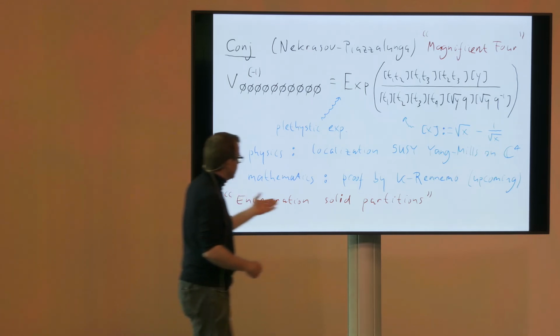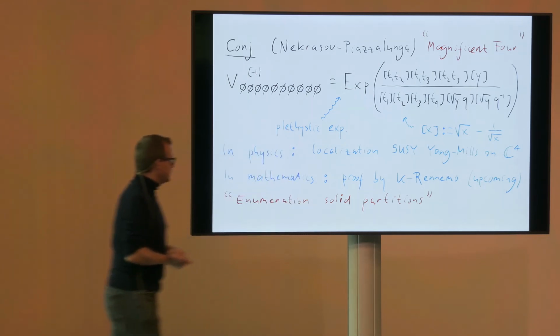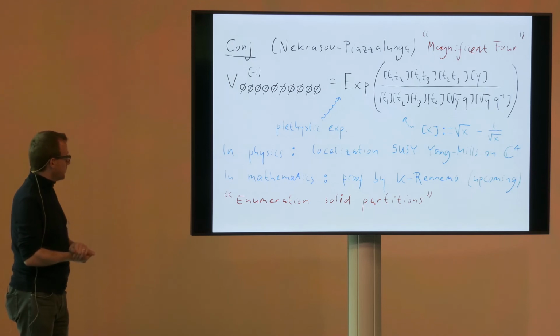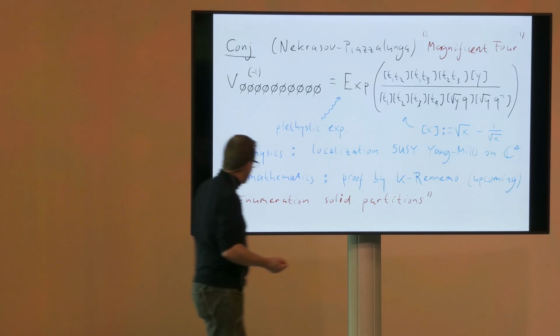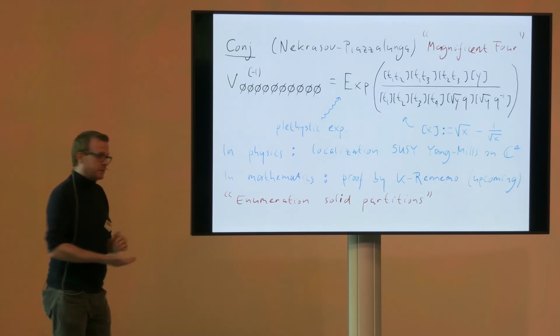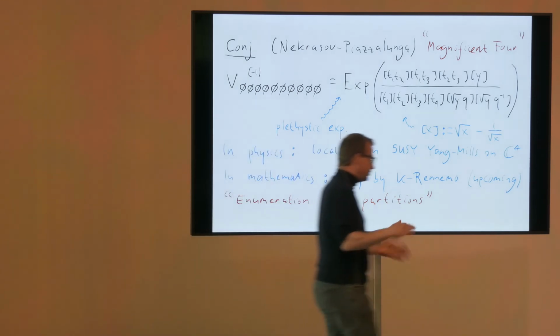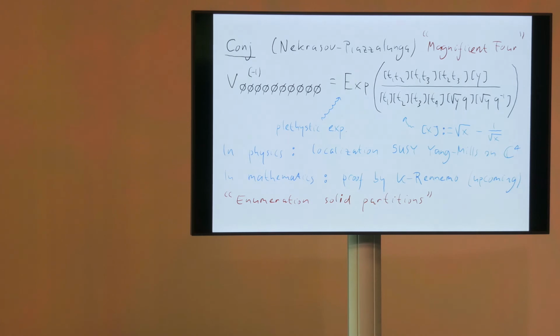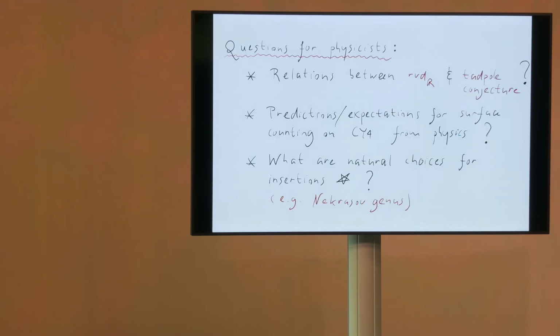And in mathematics, recently with Jørgen Rennemo, we proved this formula. And you can see this as an enumeration of four-dimensional piles of boxes, of solid partitions. So Donaldson-Thomas theory on fourfolds gives you a natural measure for how to enumerate solid partitions. It was first found in physics by Nekrasov and Piazzalunga, but the geometry indeed gives their measure. So that's quite nice. And then let me end with a few questions.